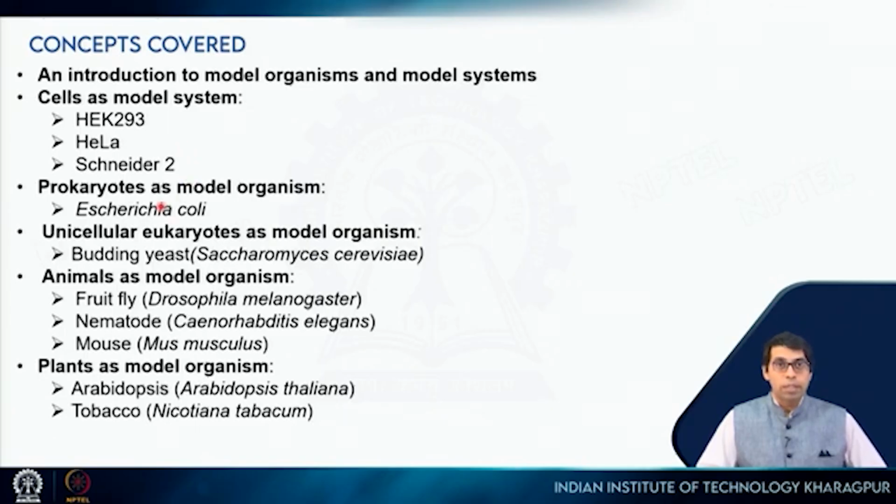For prokaryotic systems, E. coli has been a model organism where lots and lots of experiments have been done. For unicellular eukaryotes, budding yeast, that is Saccharomyces cerevisiae, has been used. For animals as model systems, fruit fly, which is Drosophila melanogaster, then a nematode, which is C. elegans, and mouse, these have been the workhorses of biological experiments. So, these are model animals. For plants, Arabidopsis and tobacco have been used as model plants for scientific experiments.